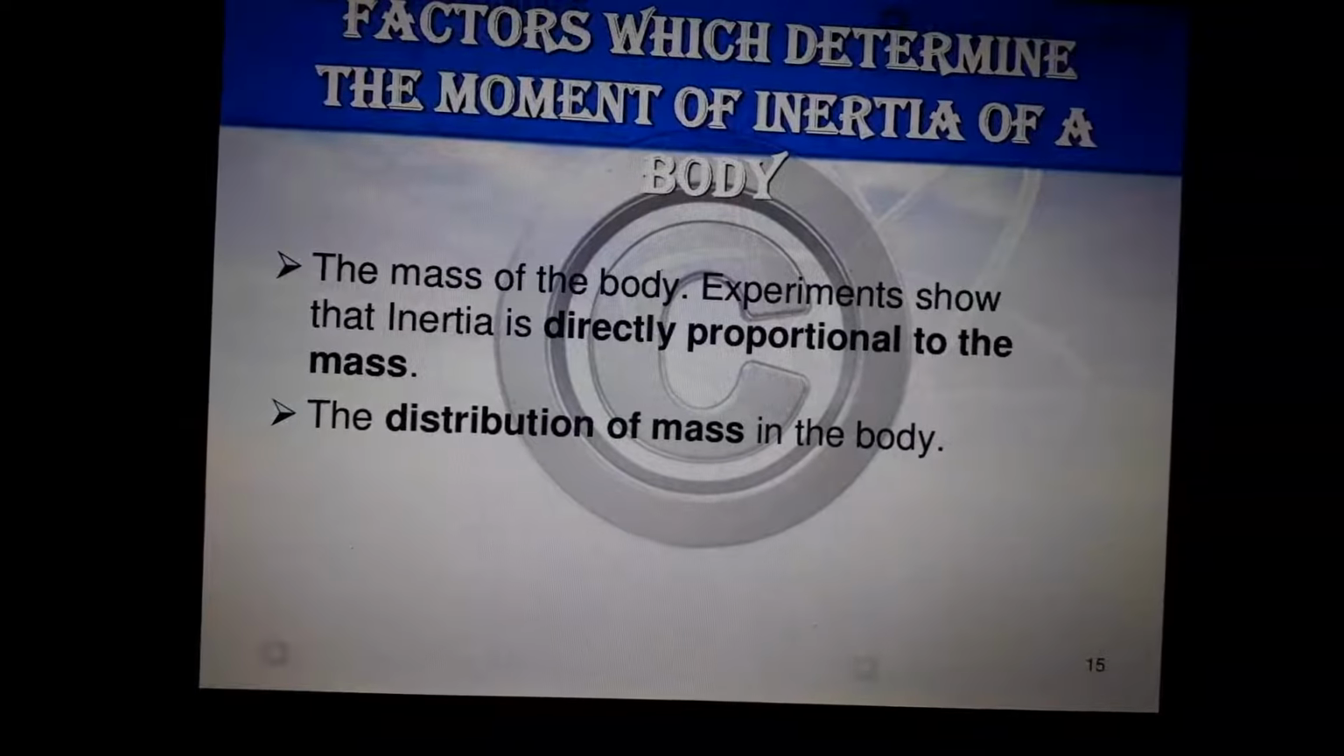Okay, the moment of inertia, what is it? I think it's a new term for you. Before, you didn't study about inertia. No, I am sure you didn't study about inertia in 8th standard or before. So actually, what is inertia?